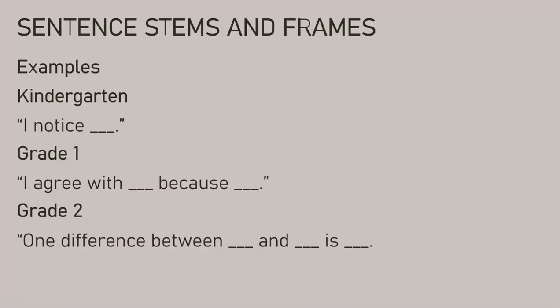So these are examples of sentence stems and frames where you really want children to be able to have the syntax and sentence structure to participate in academic dialogue. And maybe you want them to focus on the vocabulary. So if you give them the sentence frame, "I notice," that allows them to use that vocabulary in context. And the same with the grade 1 and grade 2 example. These frames help students practice their academic syntax repeatedly.